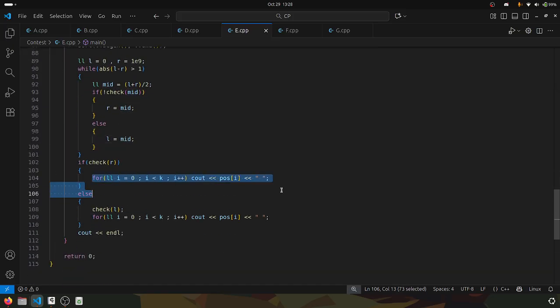And then in the end I will just print whatever positions I have calculated. Yep. And here in this else, I am again running this check, so that this pos vector will be updated. So that was the code for problem E. So let's move on to the next problem.